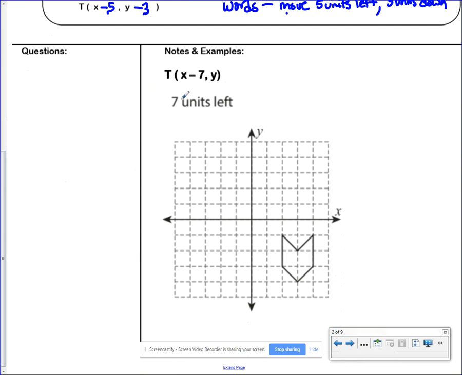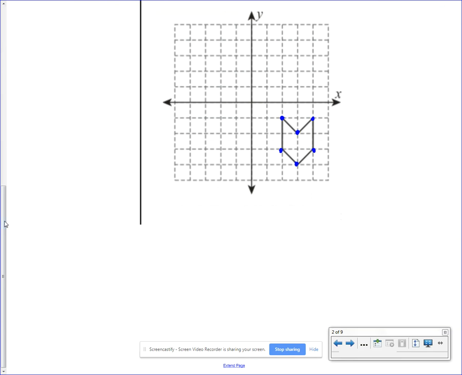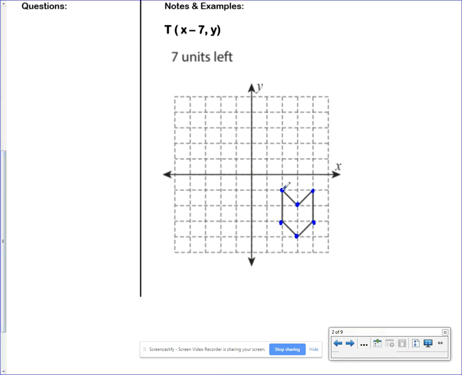So take a look at this. In words, this means 7 units to the left. Algebraically, we would write it this way. This is a transformation where you take your x coordinates and subtract 7, which means go to the left 7. The y value, nothing is changing here, so my y values are going to stay the same. So start marking each one of these points, because what we're going to do now is move each one of these 7 units to the left.